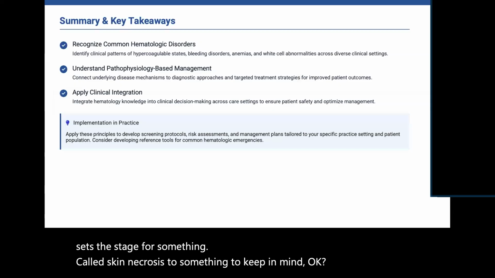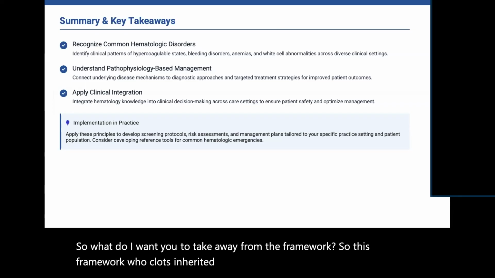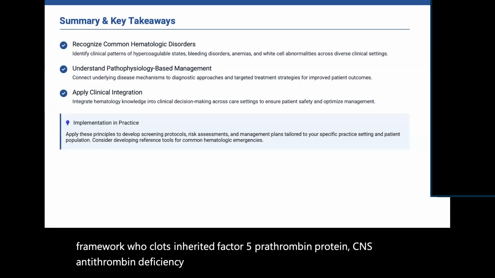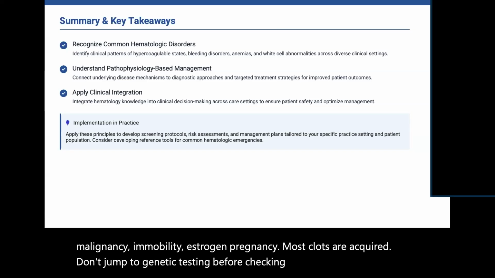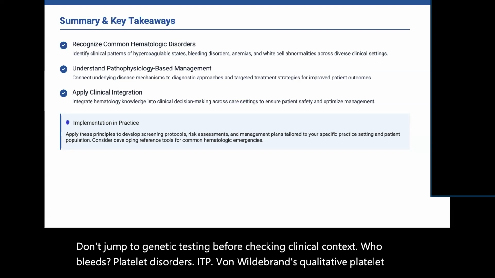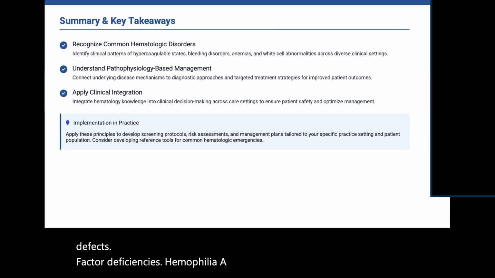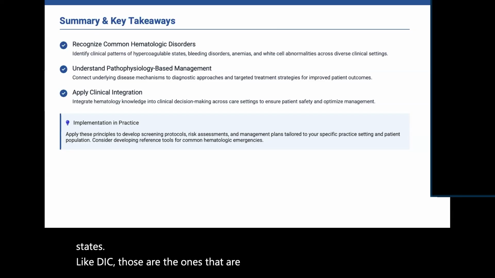So what do I want you to take away from the framework? This framework, Who Clots? Inherited: factor V, prothrombin, protein C and S, antithrombin deficiency. Acquired: HIT, antiphospholipid syndrome, malignancy, immobility, estrogen, pregnancy. Most clots are acquired. Don't jump to genetic testing before checking clinical context. Who bleeds? Platelet disorders: ITP, von Willebrand's, qualitative platelet defects. Factor deficiencies: hemophilia A and B, severe von Willebrand, consumptive states like DIC. Those are the ones that are going to bleed.